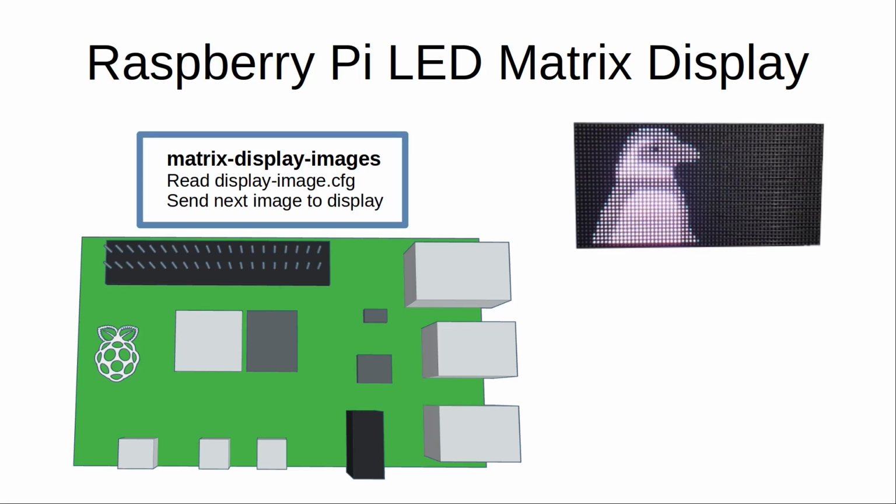So the way these work is that the matrix display images program is a C program. This is responsible for updating the images on the screen. And in the case of an animation, that can mean displaying multiple frames per second.